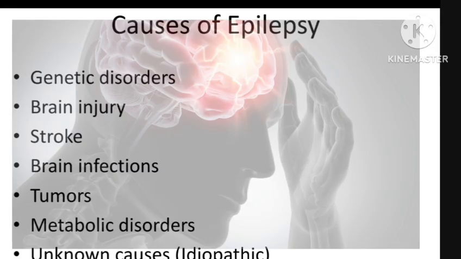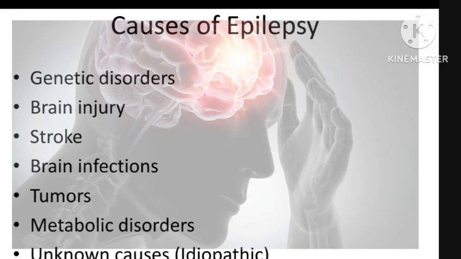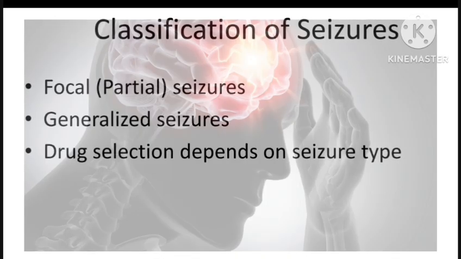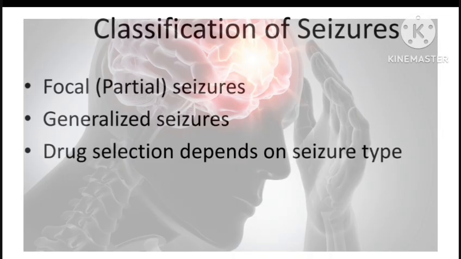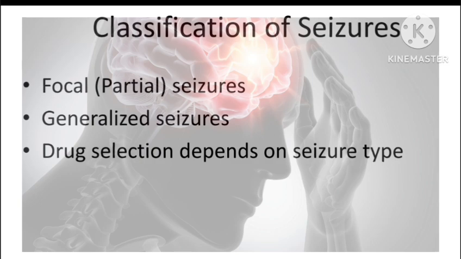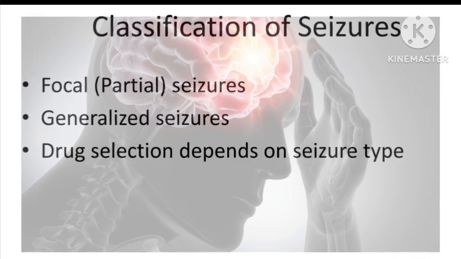Next, types of seizures. This is very important because drug selection depends on seizure type. If a wrong drug is given, the seizures may worsen. So first understand the seizure classification. There are two major types: focal seizures or partial seizures. The next one, generalized seizures.